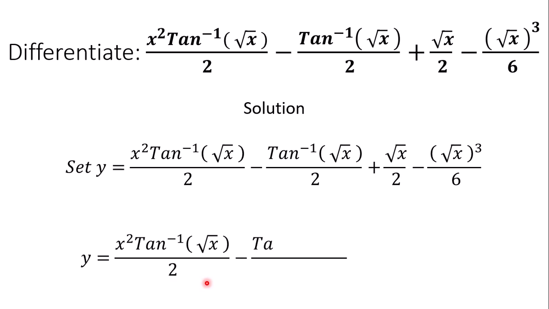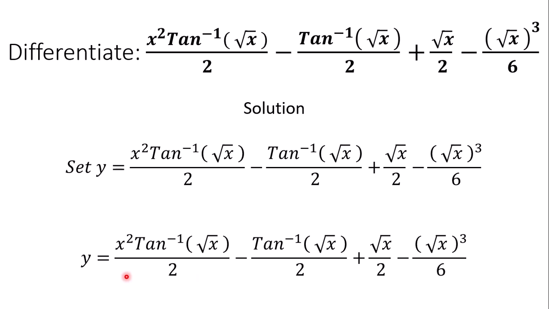It's very long, so if I don't read them, don't worry, but I'll be reading them. This part we are all used to. So y is equal to x squared tangent inverse of square root of x, minus tangent inverse of square root of x divided by 2, and this one also divided by 2, plus square root of x divided by 2, minus bracket square root of x raised to the power 3 divided by 6.